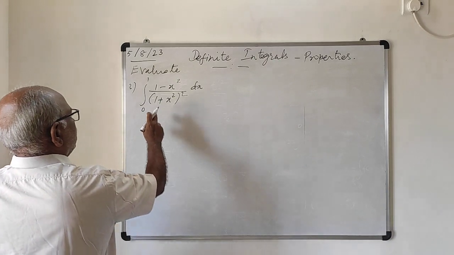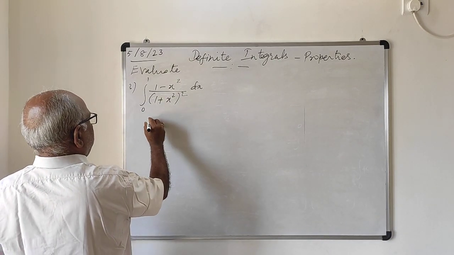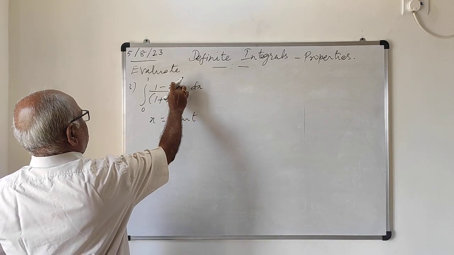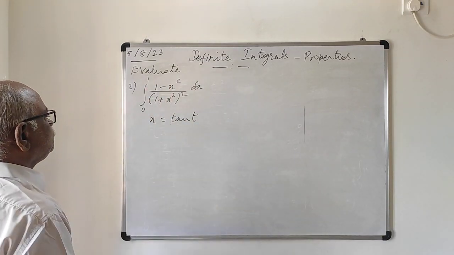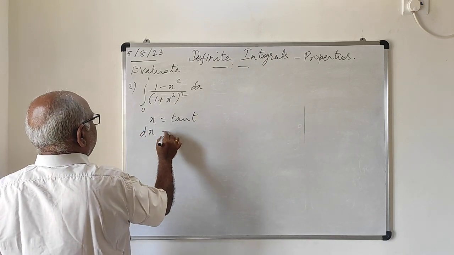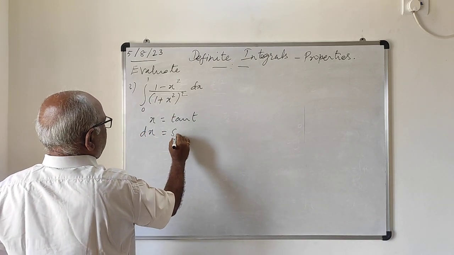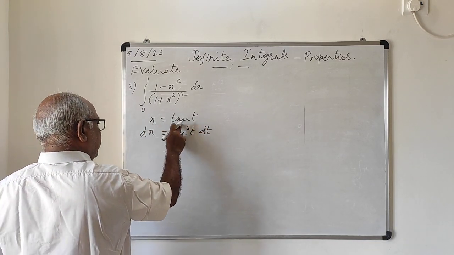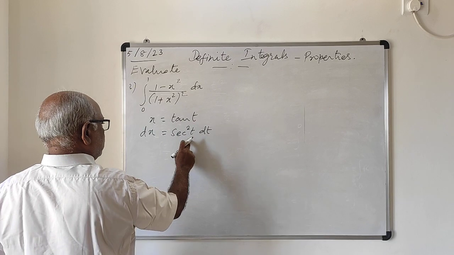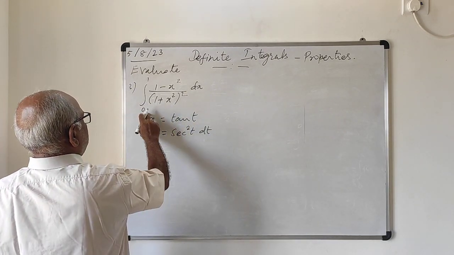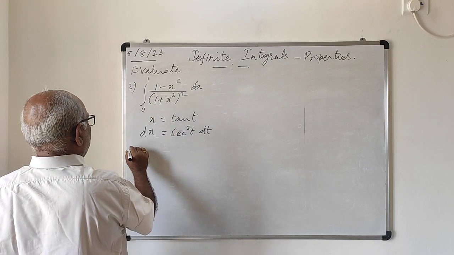Okay, here to evaluate this integration, you substitute x equal to tan t. What is dx? Tan t differentiation is secant square t dt. So if x equal to tan t, dx is secant square t dt. Correspondingly, the limits will change.